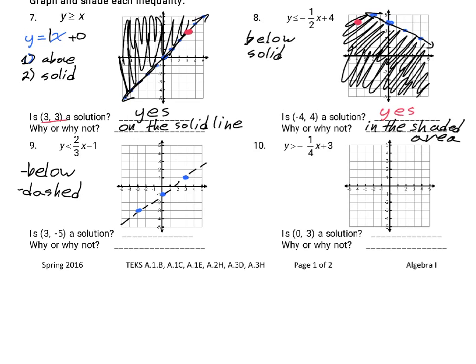I'm going to try to intentionally make that look like it has holes in it, because it does. It is a dashed line. Right, and we said we were going to shade below, so we'll shade below. Okay, so now our point, 3, negative 5.